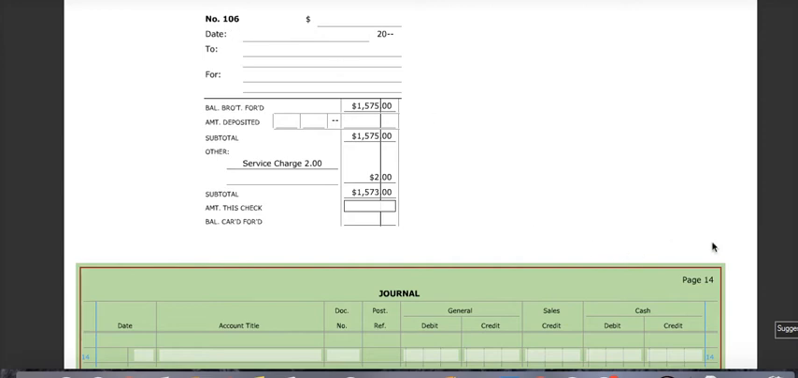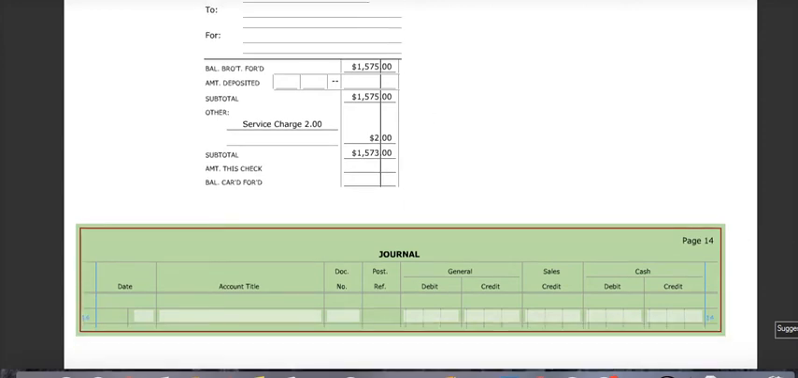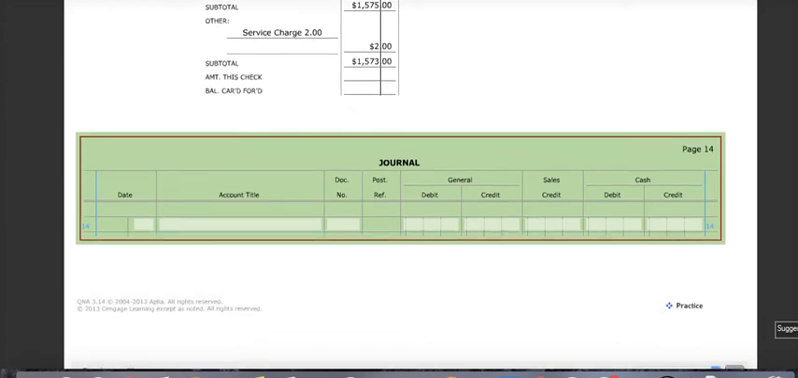All right, now the last step for Work Together 5.2 is to record the service charge on journal page 14 using memo number 44 as a source document. All right, so we know the date was the 29th. We are going to call this a miscellaneous expense because it was a charge or an expense. Memo 44 was given to me in my directions. It is going to be a general debit of $2 and a cash credit of $2 because we've lost $2. That's taking our cash away.